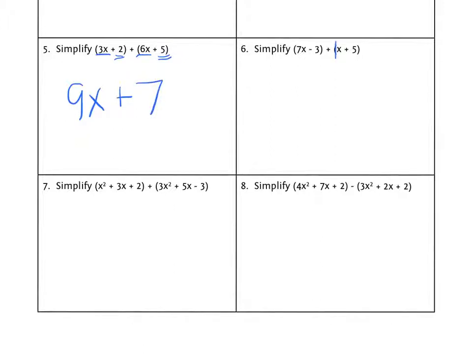Over here we've got an invisible 1 in front of that x. 7x plus 1x is 8x. Negative 3, positive 5 is positive 2.